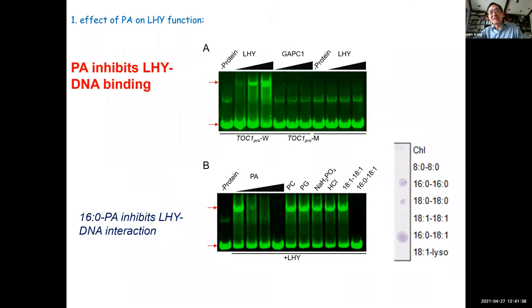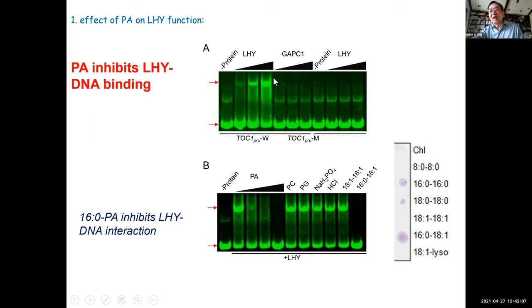So in this case, the first experiments Sanger did used this mobility assay to show the binding. Again, this shows that TOC1 is the target of the transcription factor LHY, and LHY of course shows a mobility shift.